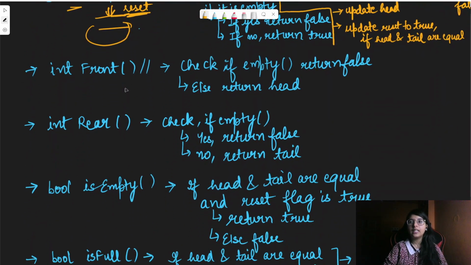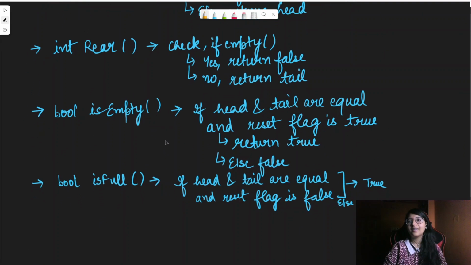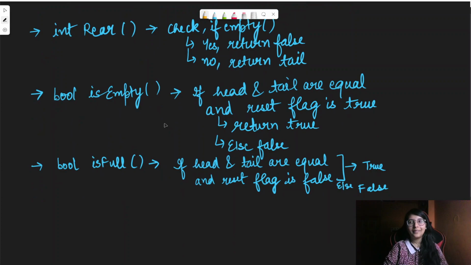Now comes the part for front and rear. It is straightforward. For front, we will be returning what is at the top, that is our head pointer, and for the rear we will be returning our tail pointer, right? But before that also we are required to keep a check in front, is it empty, and in rear, is it empty or not, in both of them. If in both of the cases it is empty, then we will be returning false, else we will be returning our head or tail. Basically these checks are of utmost necessity in implementation.